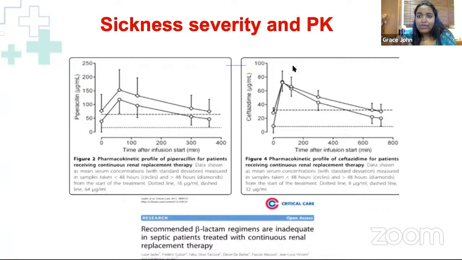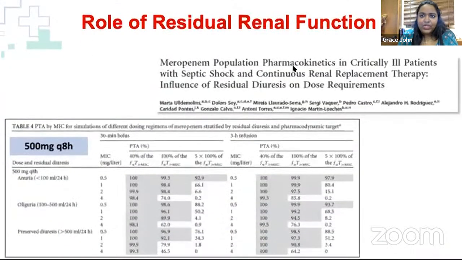So if you're having a very sick patient, always, like I said, loading doses are extremely important. Always load the patient, and then based on the fluctuating renal function and the urine output, you dose your patient on subsequent days. And one important aspect is the role of residual renal function.